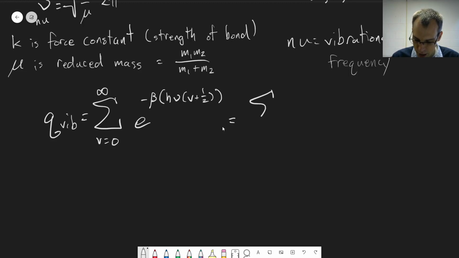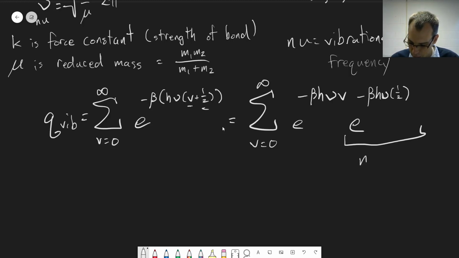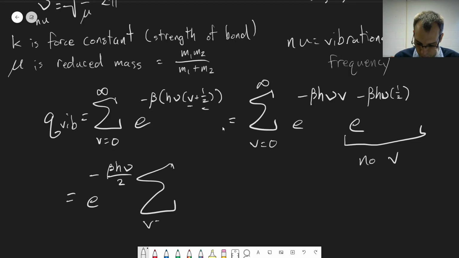The first thing we can do is separate out this exponential into two parts. One part will have a v in it and one part doesn't, the 1/2, if we distribute this. So we will get an e to the minus beta h nu times v, and then we can separate out an e to the minus beta h nu times 1/2. This is just separating out these two exponential terms. Since this second term has no v, it's just a constant that we can pull outside of the sum. The sum is not adding up this term; it just multiplies all the terms in the sum. So this is e to the minus beta h nu over 2, and we still have this sum from v equals 0 to infinity of e to the minus beta h nu times v.